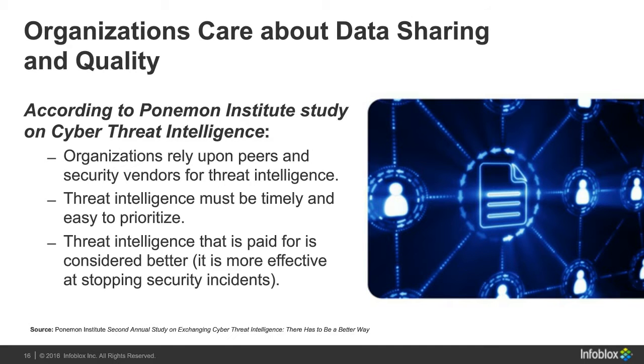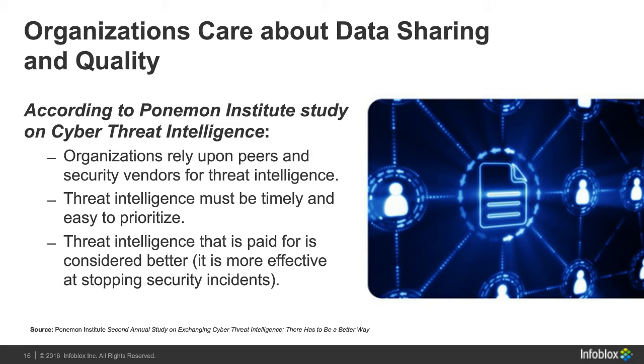Organizations care about data sharing and quality. They rely upon peers and security vendors for threat intelligence. 65% of survey respondents say they engage in informal peer-to-peer exchange of information or through a vendor threat exchange service. IT vendors and peers are also considered to provide the most actionable information. Law enforcement or government officials are not often cited as sources of threat intelligence.